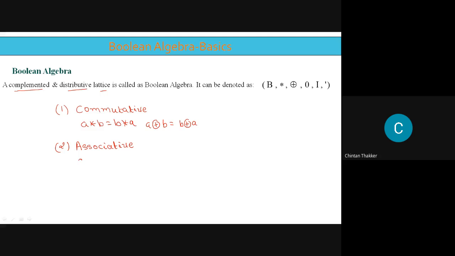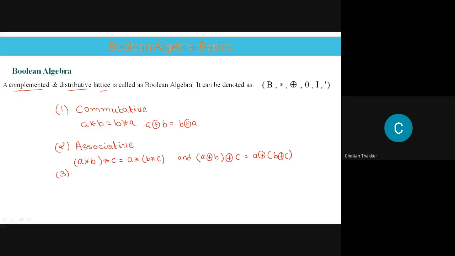that is A star B star C is equal to A star B star C grouped on the right, and A ring sum B ring sum C is equal to A ring sum B ring sum C grouped on the right. Okay, the associative property.